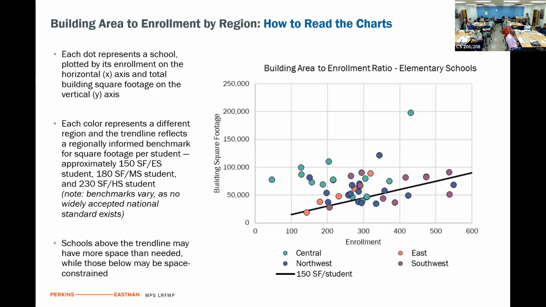So a building that is underutilized will tend to be higher on this. Correct. The buildings that are underutilized are probably the ones that are pretty far away from the line. Yeah, it's a great question. And 150 square feet is for elementary students, middle school is 180 square feet, and then 230 square feet for high school students. There isn't a hard and fast rule for K-8, so we're showing both elementary and middle.